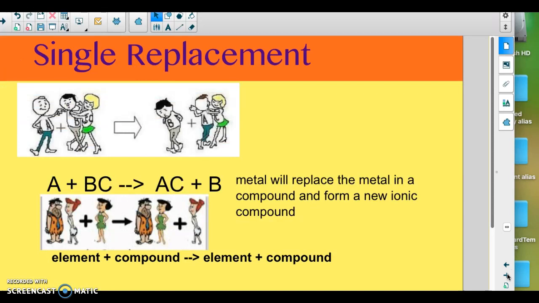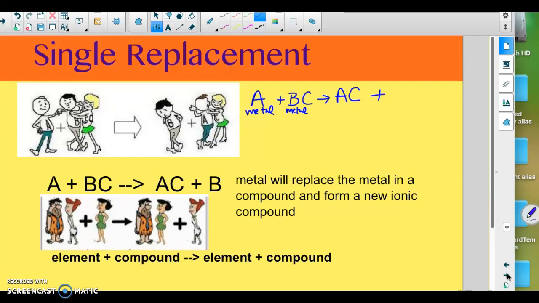We also have single replacement reactions. These are where you have one single element and you have a compound. That single element, if it's a metal, will replace the metal. And you will end up with a new compound and a new metal that's by itself. It's also possible that A could be a nonmetal, and then that nonmetal would replace the nonmetal. So we would end up with BA plus C.